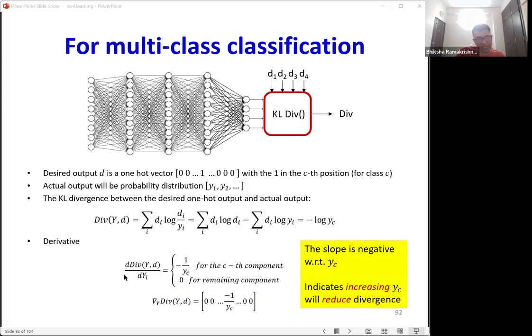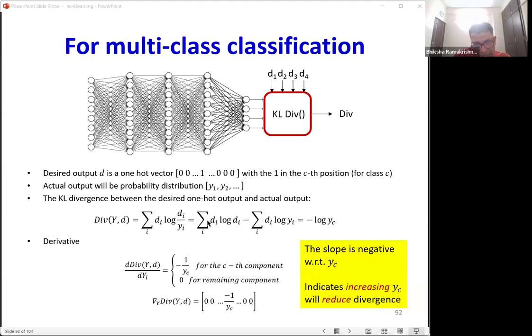Now, same thing for multi-class classification. You have the same thing, except now the KL divergence is minus summation d log d over y. What is this? d is the desired output. The desired output is always going to be either 0 or 1, right? And so I can write this out as summation d log d minus summation d log y. Now d is either going to be 0 or 1. When d is 0, this term becomes 0, and so this whole thing becomes 0. When d is 1, log of d becomes 0, so this whole thing becomes 0. So in every case, this first term becomes 0.